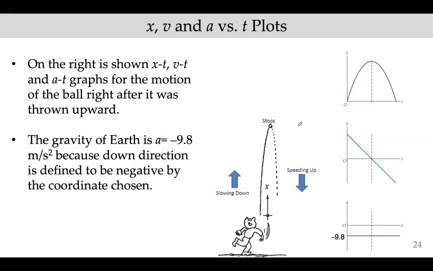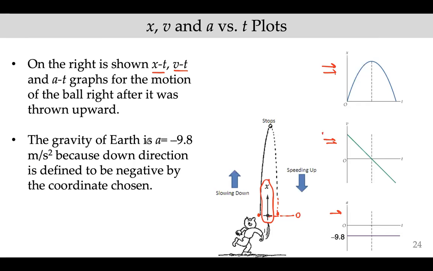Okay, on the right is shown the x-t graph, which is this one, the velocity-time graph. So this is position-time, this is velocity-time, and also the acceleration versus time graph, for the motion of the ball right after it was thrown upward, from this time to the time that it falls back to 0. So this is the coordinate system that I'm going to use. This point is 0.